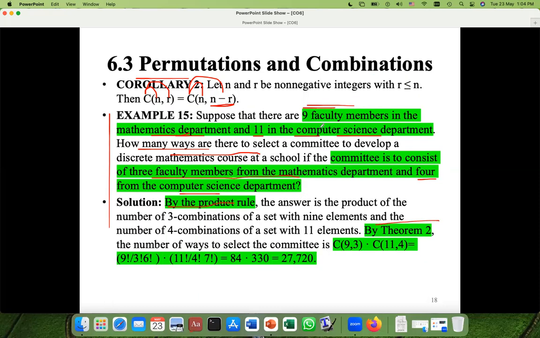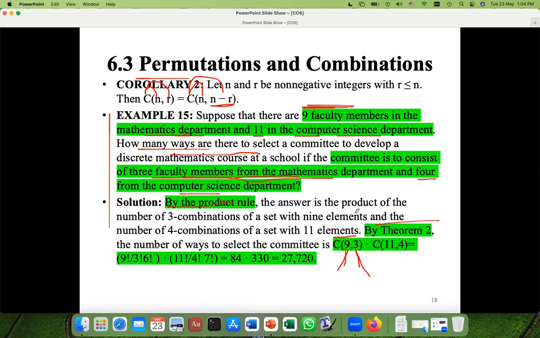So now, this is the total number of faculty in mathematics department. This 9 is the total number of faculty. This is the n for the math. And this 3 is the condition for the math, for the committee. And 9 is the total number of faculty members in math. And then 3 faculty members we have to select from math. So this 9 is n, 3 is r. And this is what you can calculate the combinations.